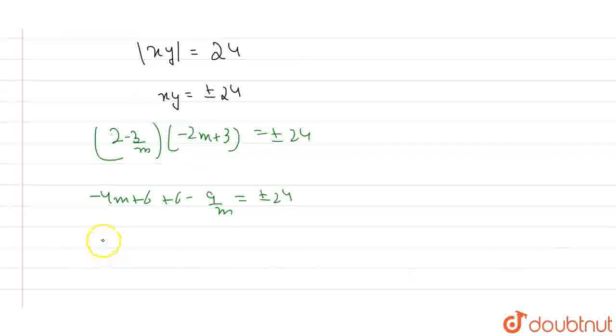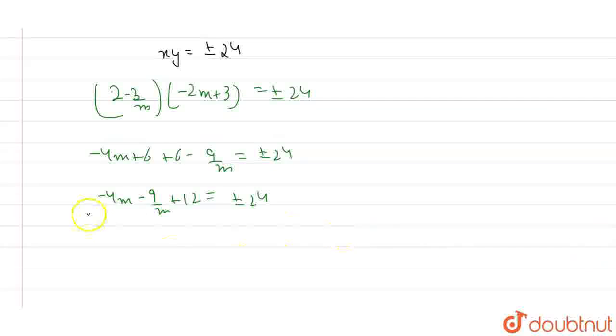And further this will become minus 4 of (m minus 9 by m), this will become 6 plus 6, 12 equals plus minus of 24, right? Now from this equation we can form two equations basically. First equation we will have minus of 4m, suppose this one is equation a, minus of 4m square. If I take the LCM, this will become plus 12m.